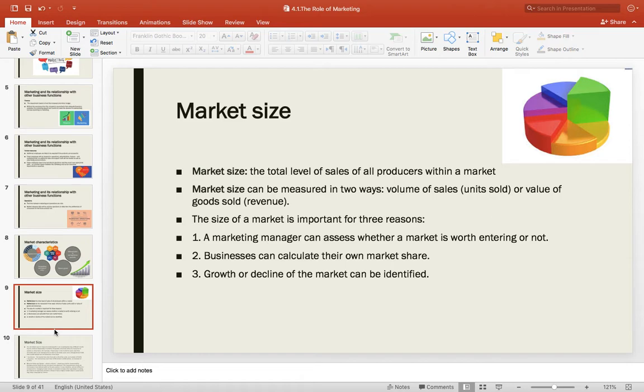The second reason is that a business can calculate its own market share by understanding the market size of that market. If I entered that market, how much market share would I own? How much would my profit be? The third reason is that growth or decline of the market can be identified. From the market size and the pattern of the past few years for these producers within that market, I can identify if that market has growth potential or decline potential. Am I going to gain money when I enter that market, or am I going to lose money?